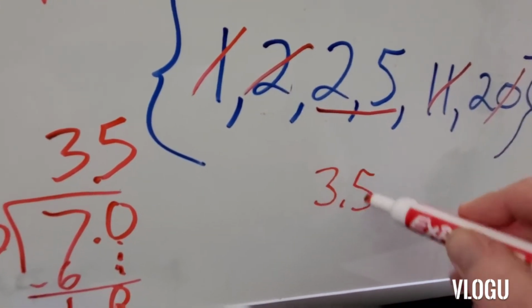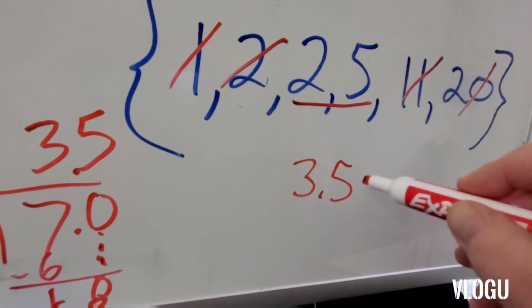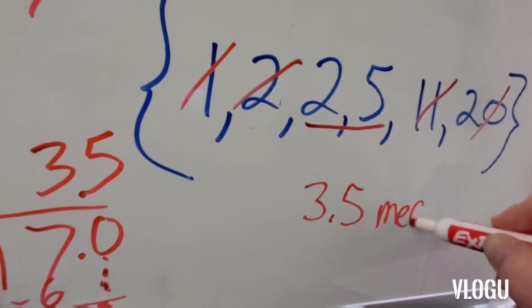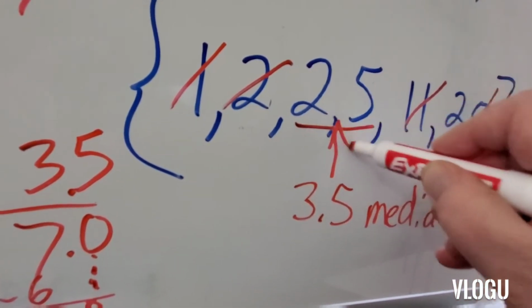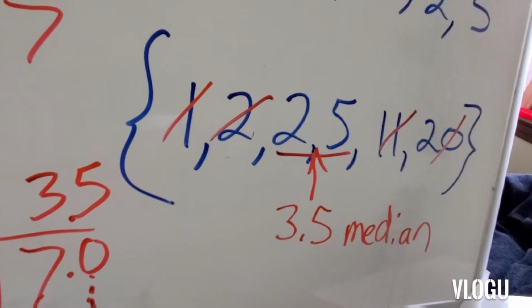So 3.5 is the median and halfway between 2 and 5.